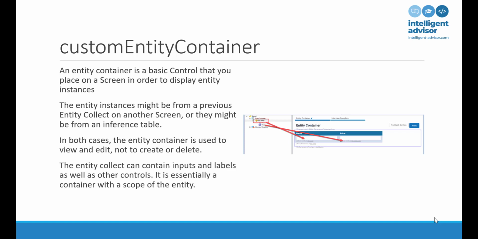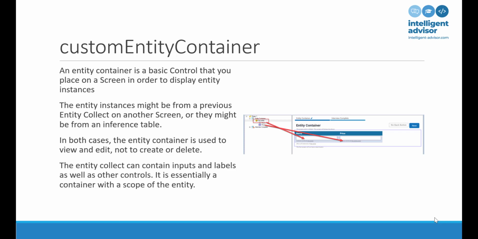Take a look at the screenshot on the right hand side. This is a standard entity container placed in an interview screen. We have the entity, and then I have added two attributes. So I've added the name and the price attribute. So technically speaking, an entity container contains entity attributes.